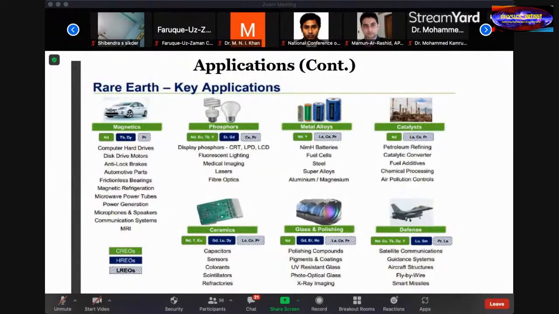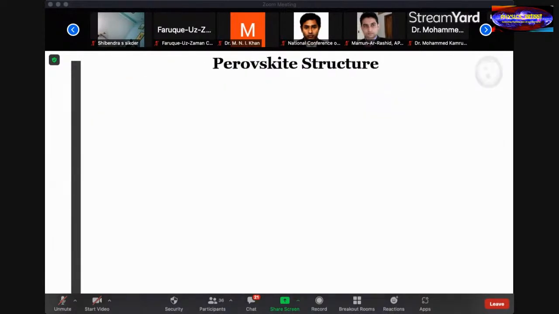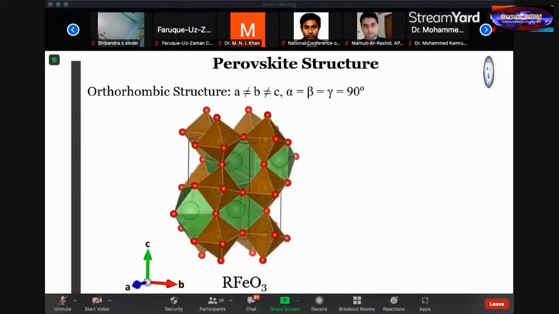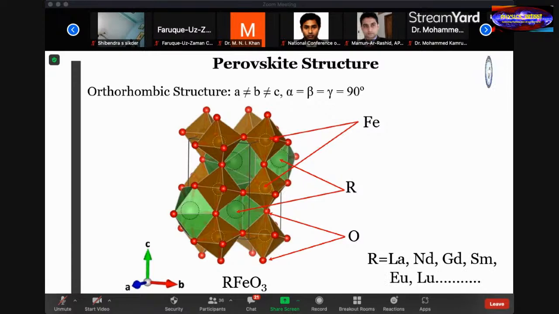These are the applications of rare earth elements, and here we can see the rare earth ferrite that exhibits an orthorhombic structure, where a is not equal to b is not equal to c, and alpha, beta, gamma equal 90 degrees. Here we can see that these large spheres are rare earth atoms, these spheres are iron atoms, and these spheres are oxygen atoms.